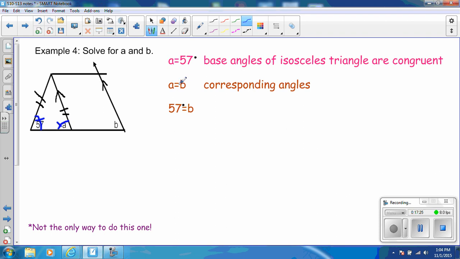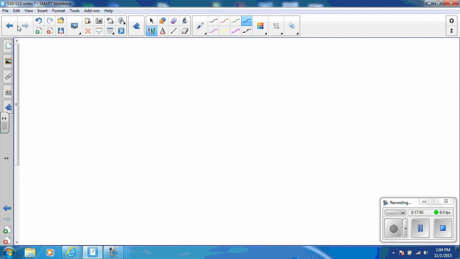Next, angle A equals angle B because they're corresponding angles. So I have my parallel line here and here. Those are in the same spot. They're both to the left of the parallel line and above this transversal. Sometimes you'll have to extend the line so you can really see where the parallel lines are, where the transversal is. So I found out that angle B also equals 57 degrees. And that's it, and I'm done.